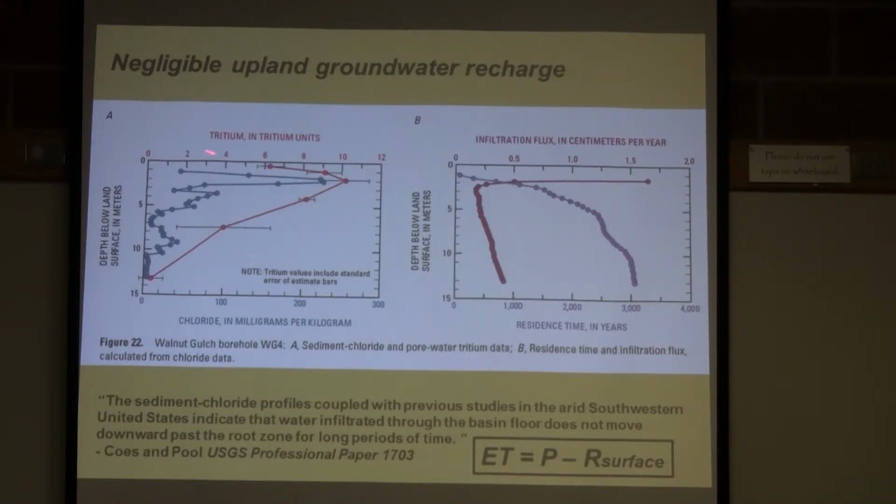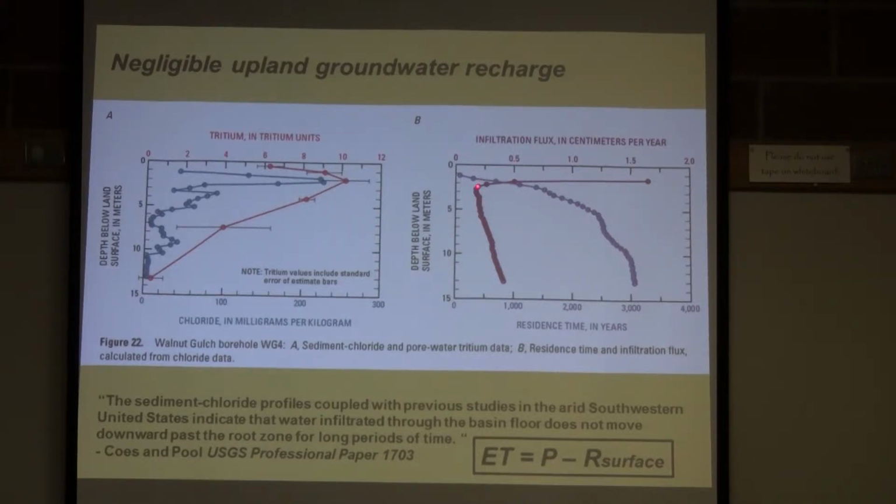And the same thing can be done with chloride. So this is the tritium in the red here, and then this is the chloride. So there's also a certain amount of salts in the precipitation. You can see that chloride pulse as well. If it was well flushed, that chloride would be washed through the root zone. And you can see that these pulses, these bulges line up very well. And then you can get an estimate of the infiltration flux.